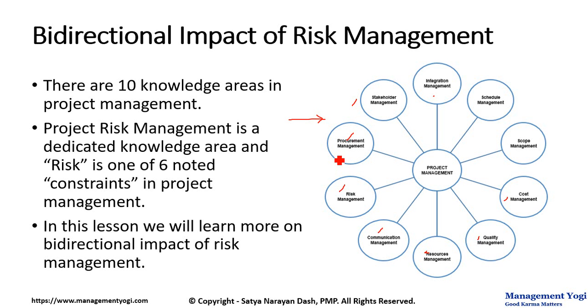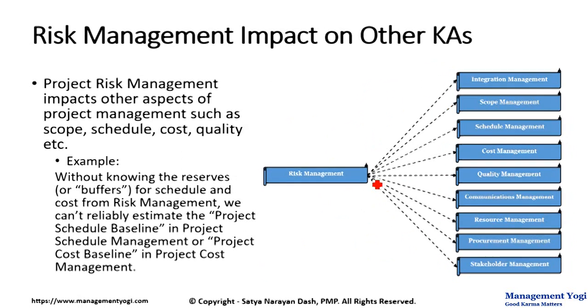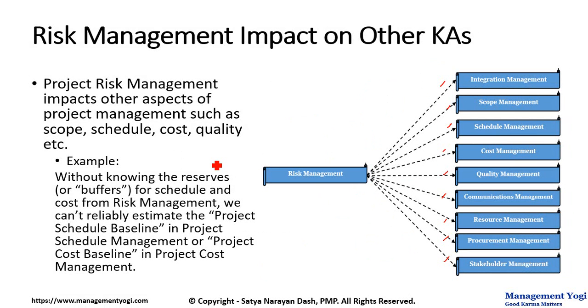In this lesson, we are going to learn more with respect to the bidirectional impact of risk management. That is, how risk management impacts the other knowledge areas such as procurement management or stakeholder management or communications management or resource management, and the reverse part as well, that is, how these knowledge areas are impacting risk management. For example, how procurement management impacts risk management, or how stakeholder management impacts risk management, and so on. So we'll learn the risk management impact on other knowledge areas, because project risk management impacts other aspects of project management such as scope, cost, schedule, quality, etc.